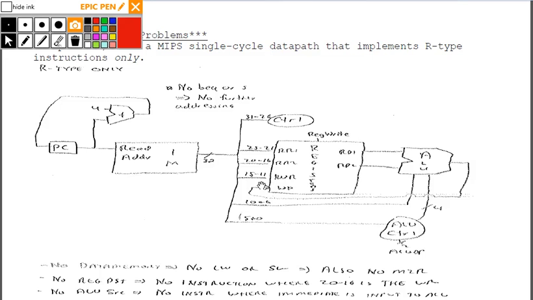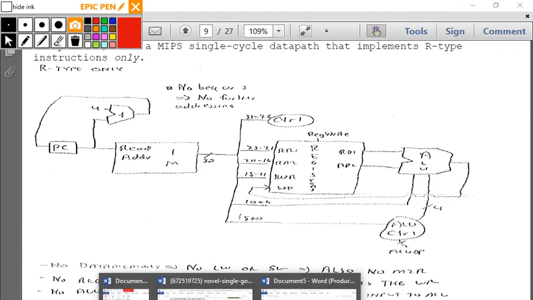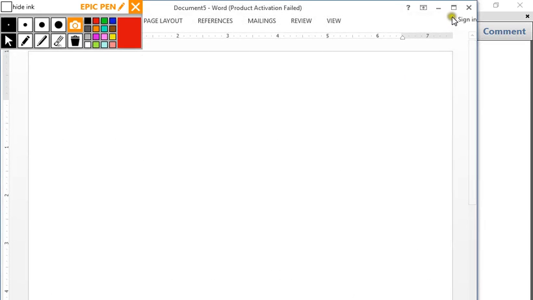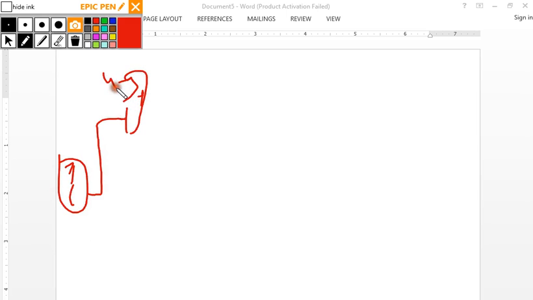Draw a MIPS data path that implements load word instructions only. So let's work through that one. We have our blank page here. What do I need? What's the first thing I need? PC. PC plus 4, which I would just draw haphazardly. You can do a plus 4. And do I need anything else? What type of instruction is branch? It's not a J-type. It's an I-type instruction. So we do need more out here, right? So to be continued.